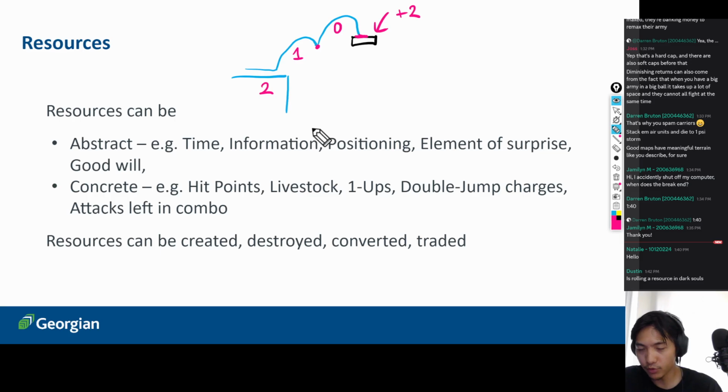Is rolling a resource in Dark Souls? Rolling is the action. Stamina is the resource. So rolling is you trading your stamina to move. It's an action that you can take based on you having the resource. So the jumping itself here is not the resource. I'm saying the jump charges, the number of jumps that you have in Celeste. In Dark Souls, you spend stamina to roll. So stamina is the resource.